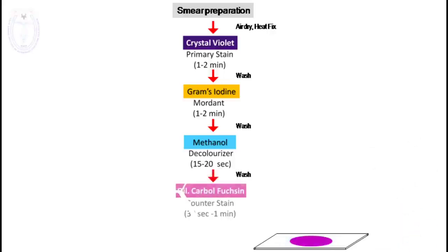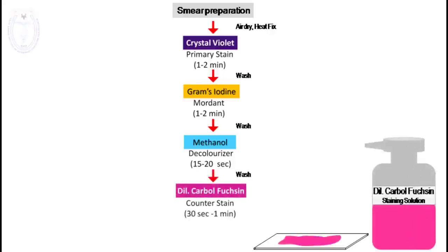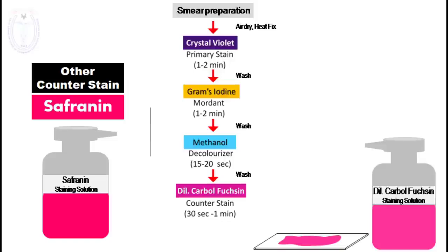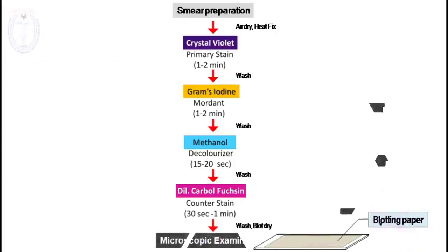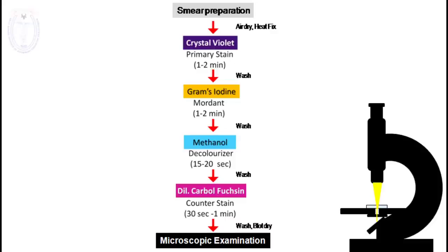Followed by washing, add the counterstain, the dilute carbolfuchsin staining solution, and allow it to act for 30 seconds to 1 minute. Instead of carbolfuchsin, in some gram staining protocols, the safranin is also used as counterstain. After staining, wash, blot dry, and examine under oil immersion microscopy. This is the summary of the gram staining technique.